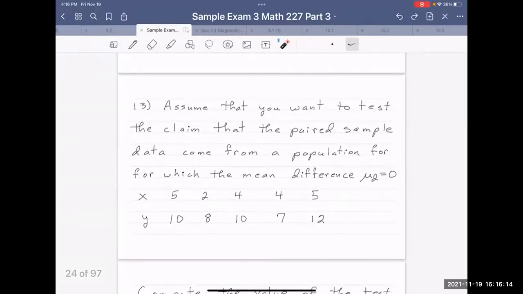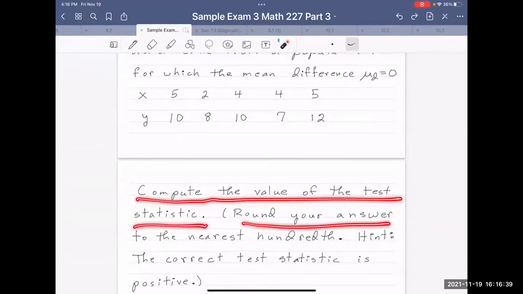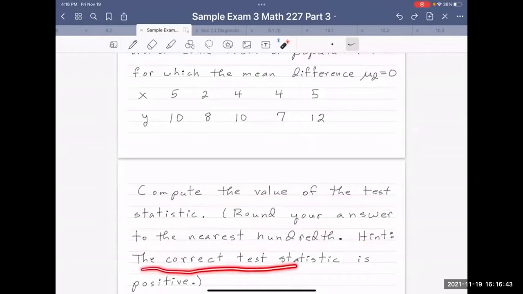Problem 13. Assume that you want to test the claim that the paired sample data come from a population for which the mean difference is 0. So I have here X and Y: 5, 10, 28, 410, 47, 512. Compute the value of the test statistic. Round your answer to the nearest hundredth. Hint, the correct test statistic is positive.